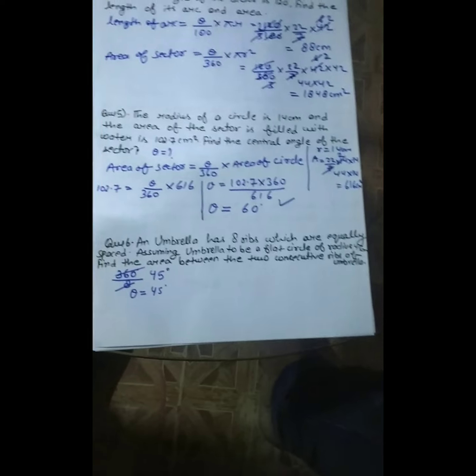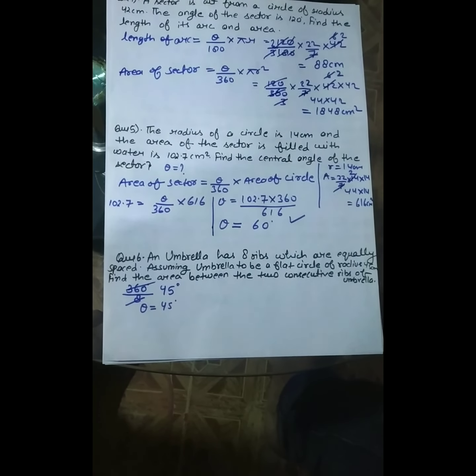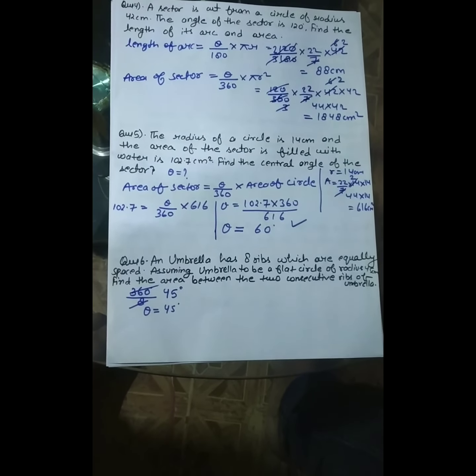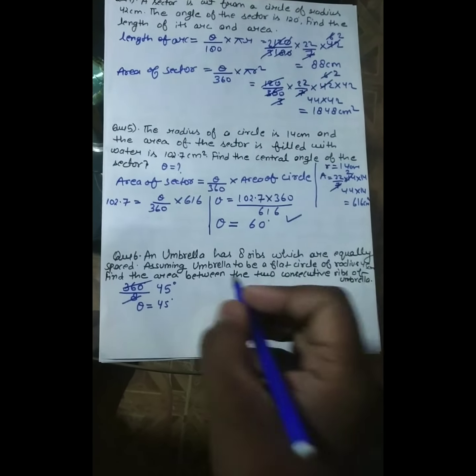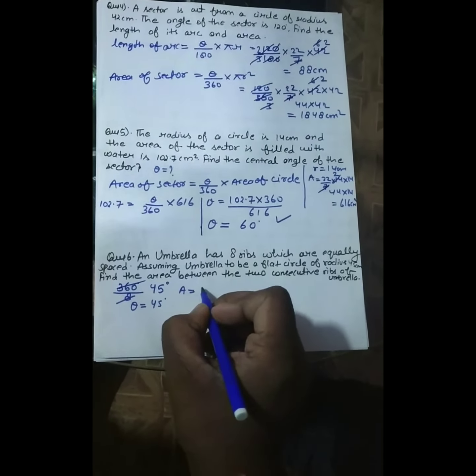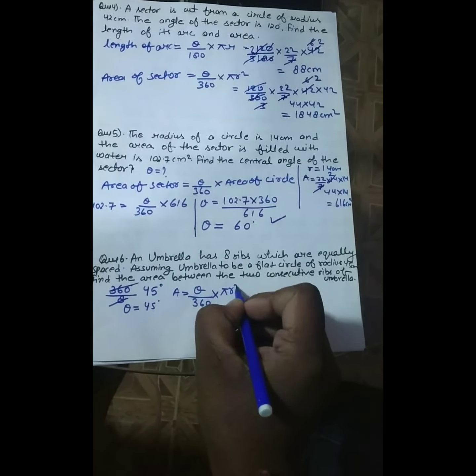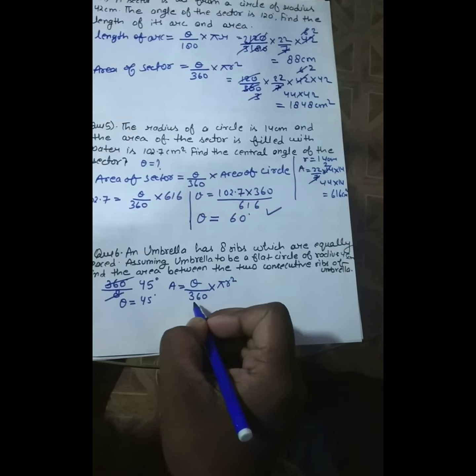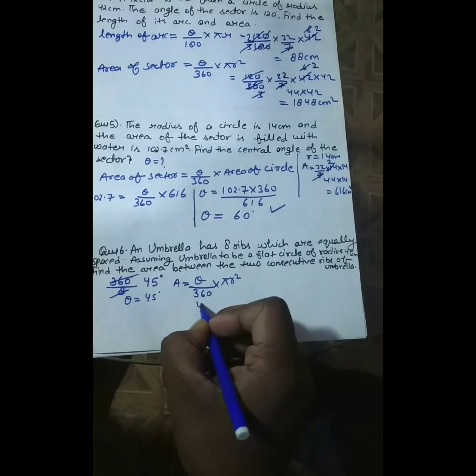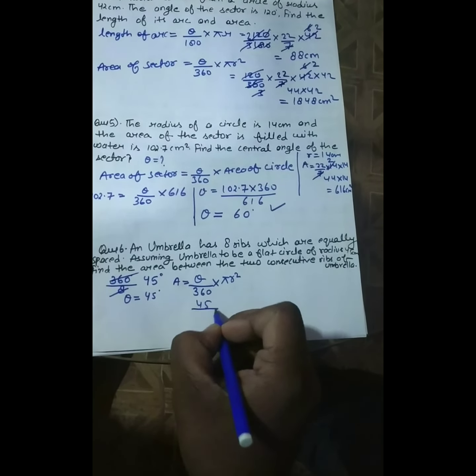Got it, guys? Now assuming umbrella to be flat surface of radius, the radius is given, so we will find the area. So directly area is equal to theta upon 360 into pi r square, that is the value of theta is 45 upon 360 into 22 upon 7 into 45 into 45. So guys, here the 45 will cut the 360 by 8 times.